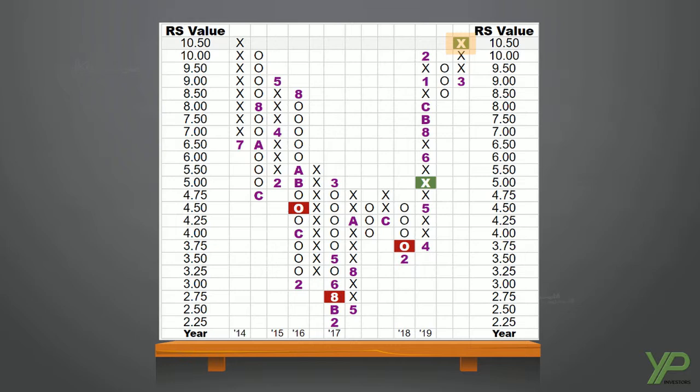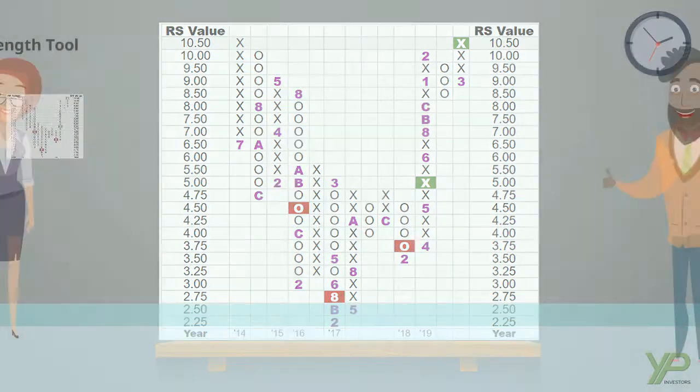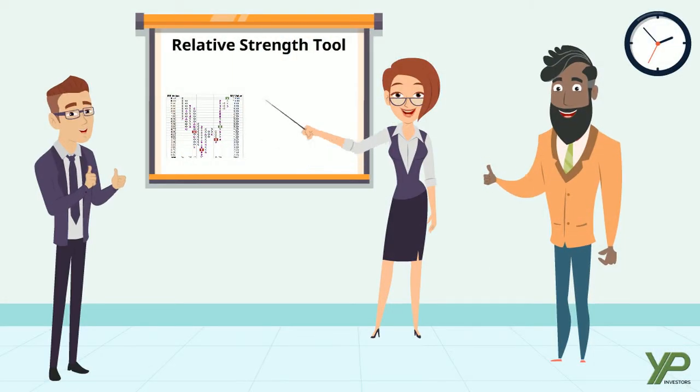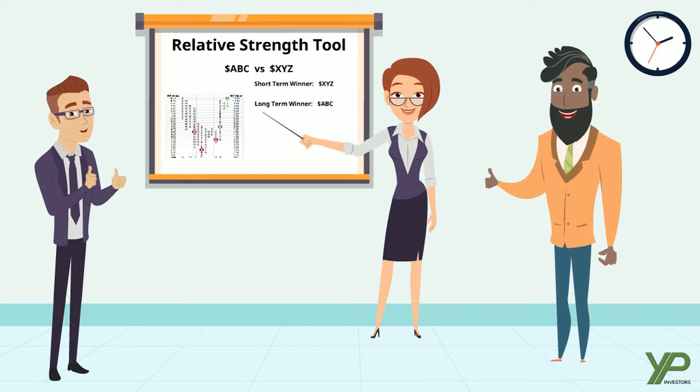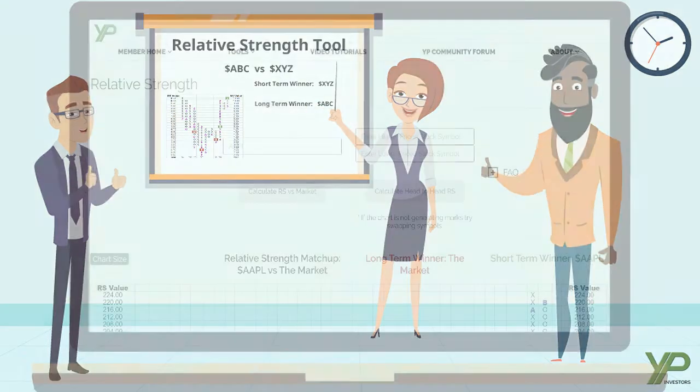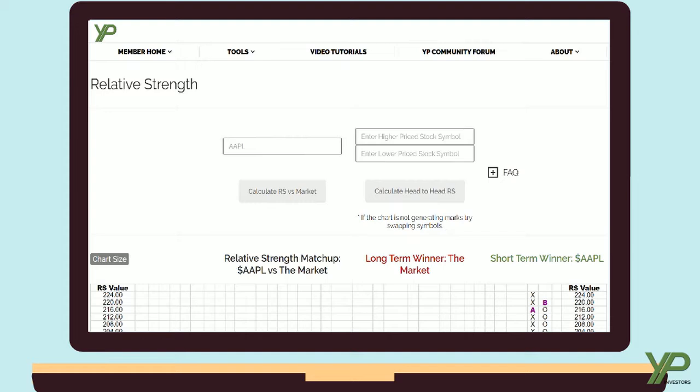These two factors help to determine the short-term and long-term winners in these head-to-head comparisons. Lucky for you, our YP Investors Relative Strength tool does that hard work and analysis for you. Enter the desired matchup and our tool will automatically display the short-term and long-term winner. Let's take a closer look at the Relative Strength charting tool.